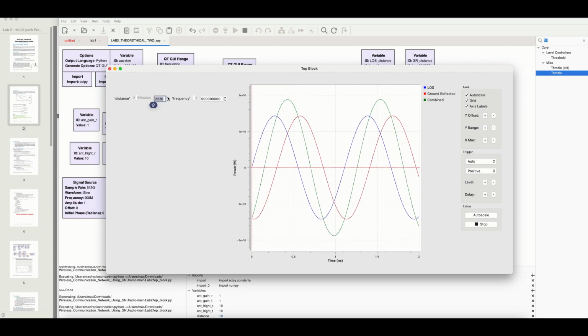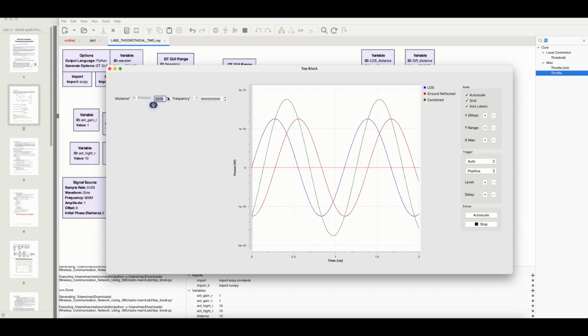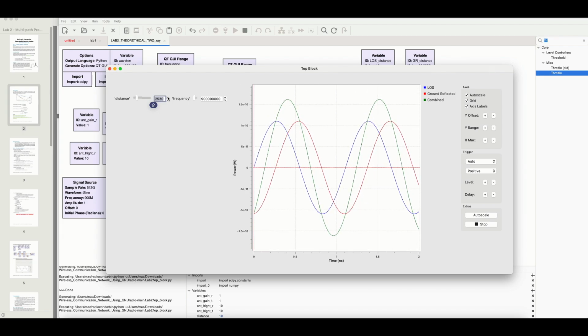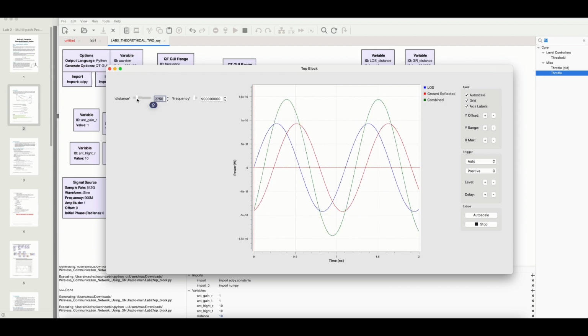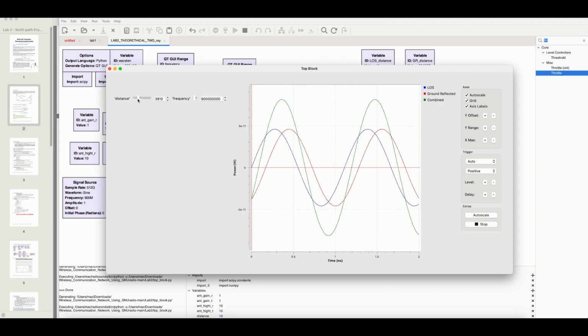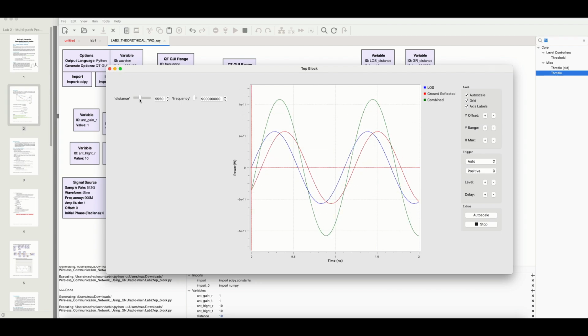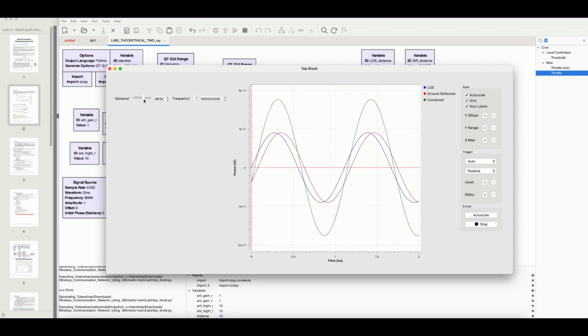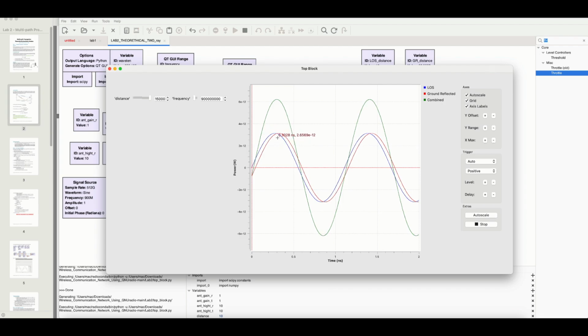So I'm increasing the frequency. Those calculations are coming up, and then you will see that they should be coming together. Getting close. So about right here, they are being added together, and once they are constructively added, your line of sight and your ground reflected signal, you will see your signal strength is much higher.